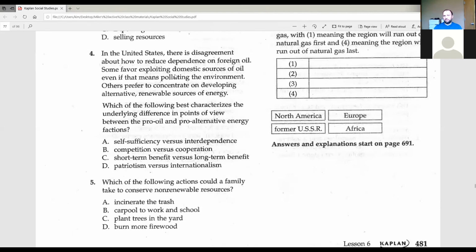Okay, so let's look at our answer choices. A, self-sufficiency versus interdependence. B, competition versus cooperation. C, short-term benefit versus long-term benefit. Or D, patriotism versus internationalism.